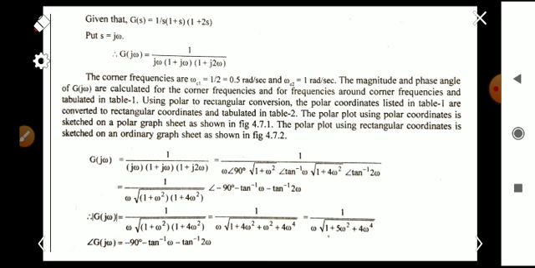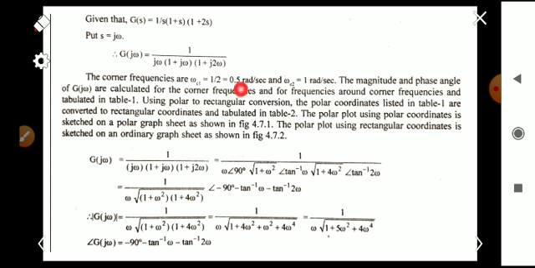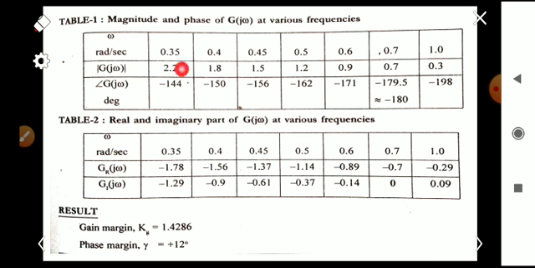After that we have to draw a table representing the magnitude and phase angle of the system for various values of frequency omega. Here we just take the values of omega from 0.35 to 1. We can take any values, but if we take values of omega around the corner frequencies, it will be better. Here the corner frequencies are 0.5 and 1. So we take 0.35, 0.4, 0.5, 0.6, 0.7, 1.